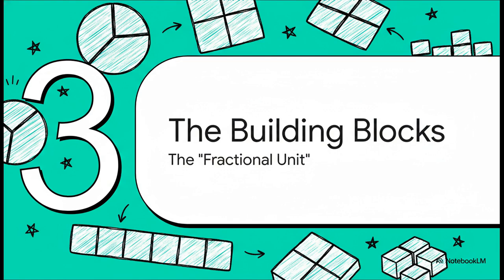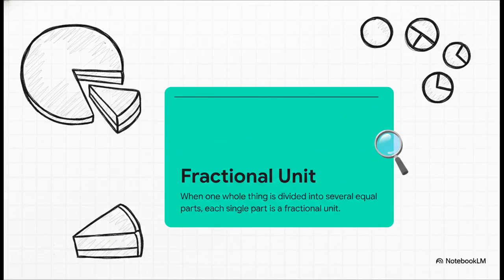Okay, so we have that core rule down. Now, let's give a proper name to these basic pieces we've been talking about. You know, the 1/2, the 1/4, the 1/9. In the world of math, these are called fractional units. A fractional unit is just the official name for one of those equal pieces. So if you slice a cake into 8 equal parts, one of those slices is your fractional unit. In this case, it's 1/8. Think of it as the basic building block.